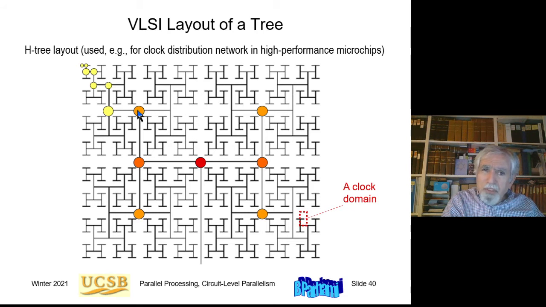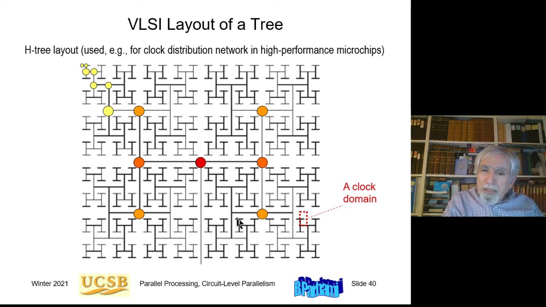And then I've shown just one path. This is a child of that node, child of this node, the child of that node, and so on and so forth until we get to the leaves, which are the end points of these. You see there are H patterns. This is known as an H tree layout.